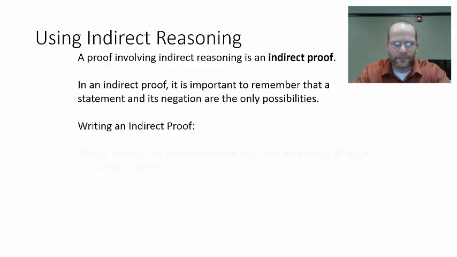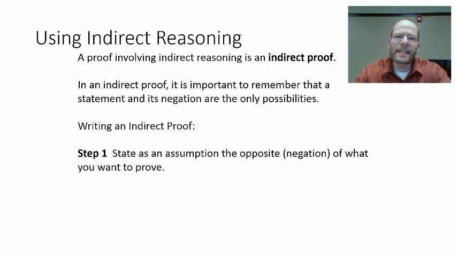There's 3 steps. Step number 1, we state as an assumption the very opposite of what we want to prove. So if we want to prove that the building is white, we will start by assuming that the building is not white. If we want to prove that x equals 3, we will start by assuming that x does not equal 3. We'll start with the very opposite or the negation of what it is that we want to prove.